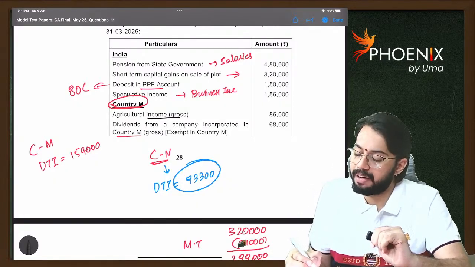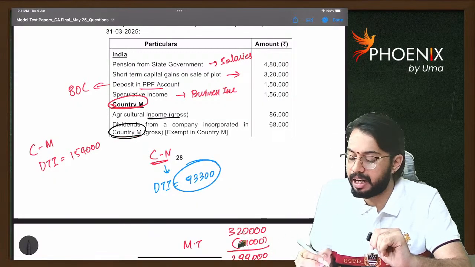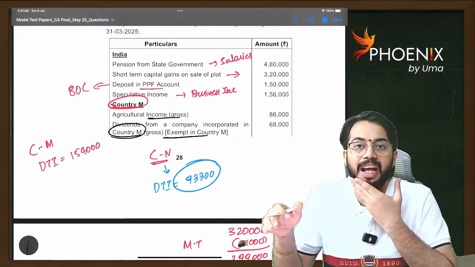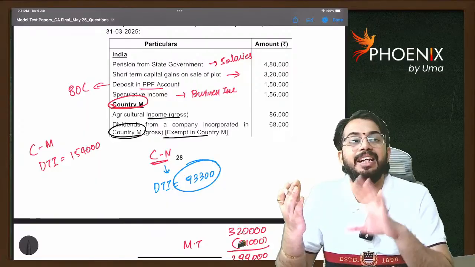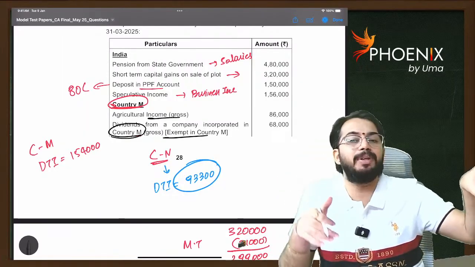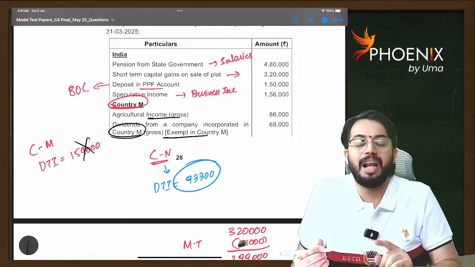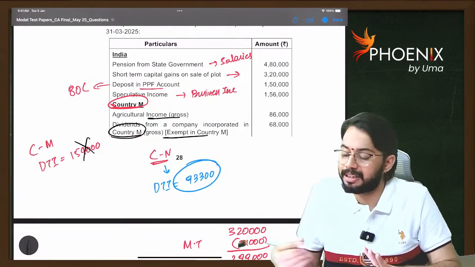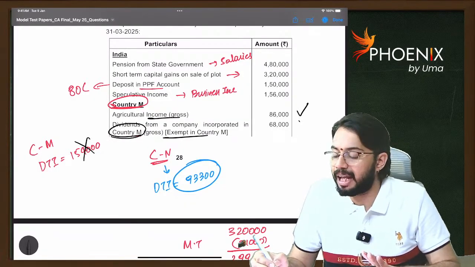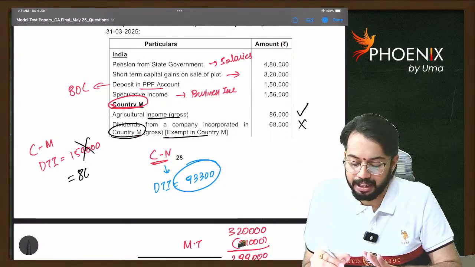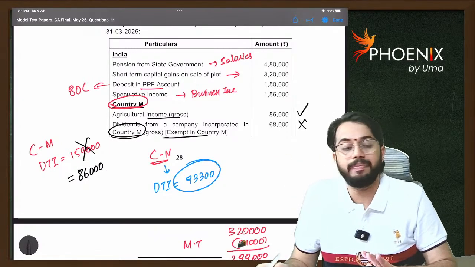But whatever dividend from a company incorporated in country M is there, it is exempt in country M and taxable in India. So it is not doubly taxed. It is exempt in country M and taxable only in India. So 1,54,000 is not doubly taxed income. 86,000 is doubly taxed income. 68,000 is not doubly taxed income. So here doubly taxed income is 86,000.